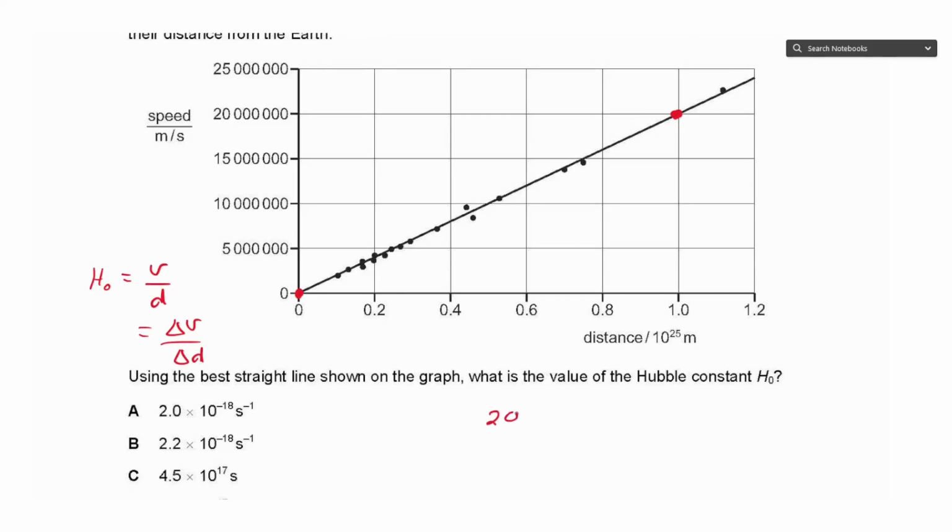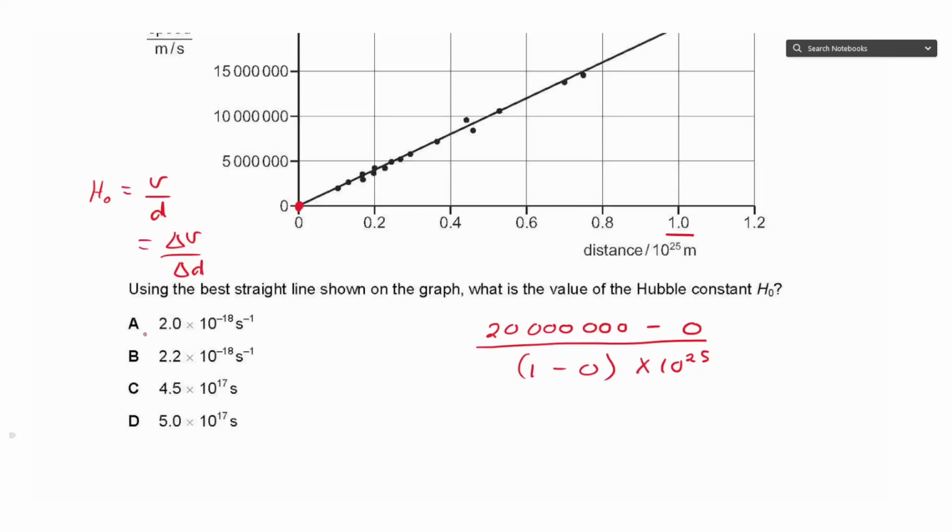We have 20 million minus 0, y2 minus y1, over 1 minus 0 times 10 to the power of 25. That gives an answer of 2 times 10 to the power of negative 18 per second. So the answer here is A.